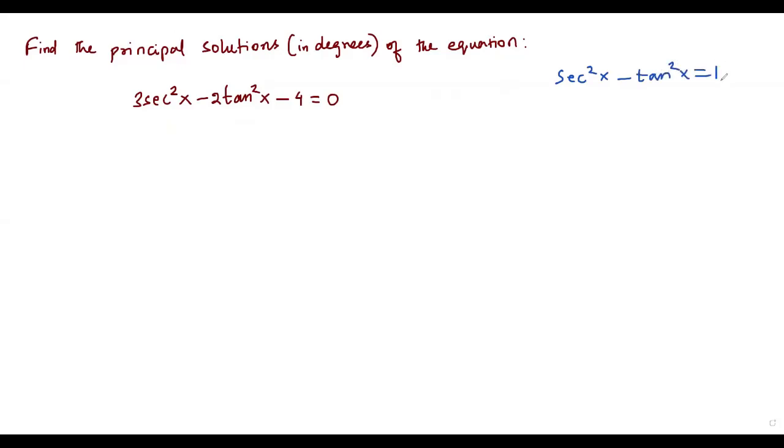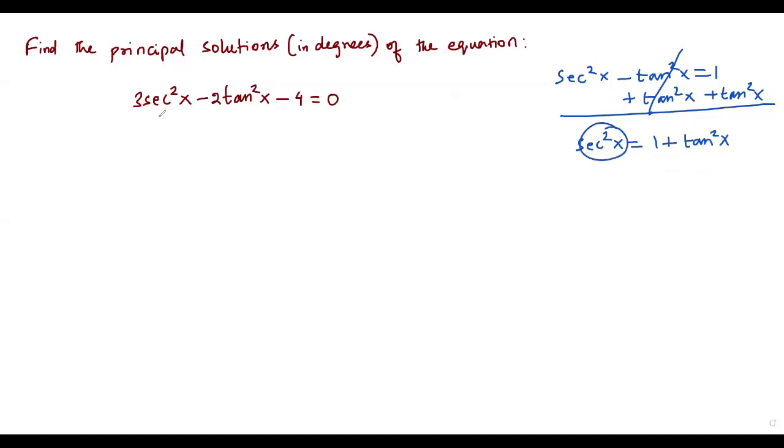Okay, now let's solve for secant square x in this identity. For that, we have to add tangent square x to both sides. So the negative tangent square x and positive tangent square x will cancel. I'm getting secant square x equals 1 positive tangent square x. Now I can plug in this 1 positive tangent square x for secant square x. Then I'll get the given trigonometric equation in just one trigonometric ratio, that is tangent. Let me do it. So 3 times (1 positive tangent square x) negative 2 times tangent square x negative 4 equals 0.